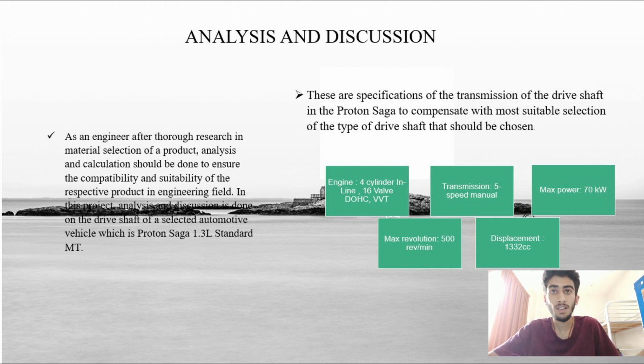First of all, the Proton Saga 1.3 litre standard MT consists of a 4-cylinder inline engine with 16 valve DOHC WVT, and the transmission is 5-speed manual. It has a max power of 70 kilowatts. The engine displacement is 1332 cc, and the max revolution is equal to 500 revolutions per minute.